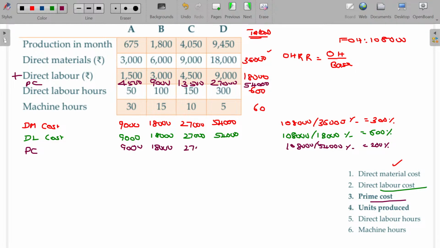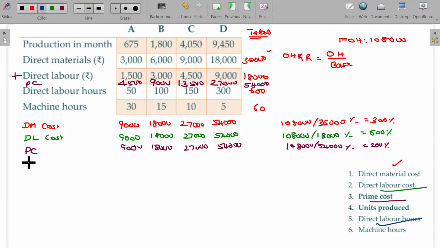So 27,000 and 54,000. Surprisingly, in this illustration, whatever absorption model you follow, you get the overhead distributed to all the departments equally. Practically, it's not possible. Based on the basis you take, the answer may be totally different. Surprisingly, here the illustration gives the same answer, not necessarily in practical life. You understand?